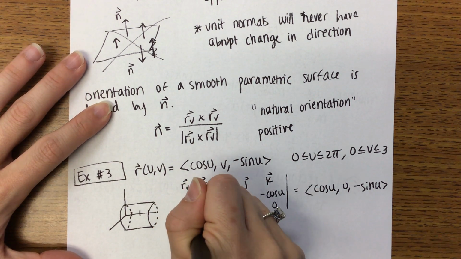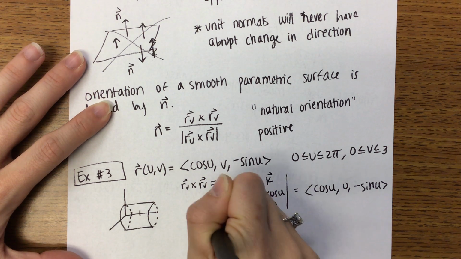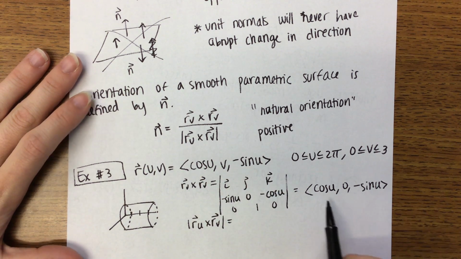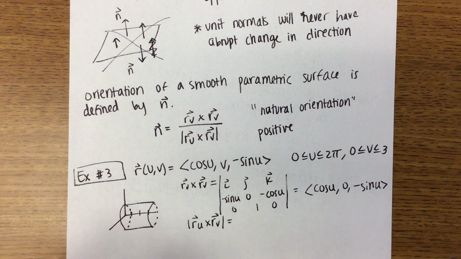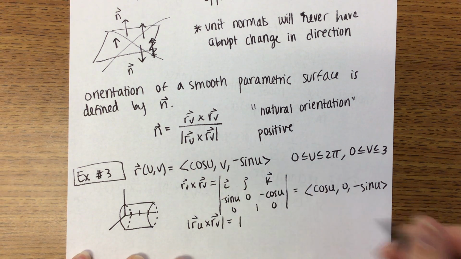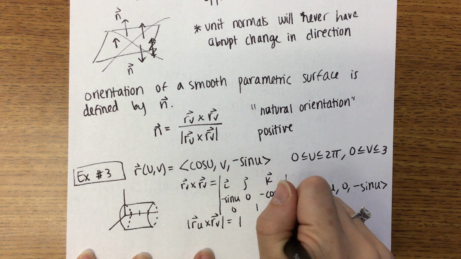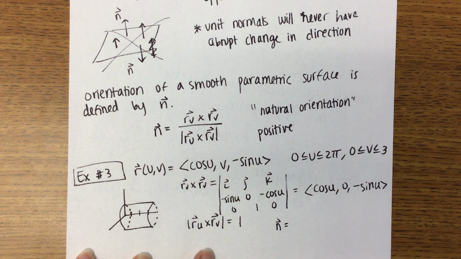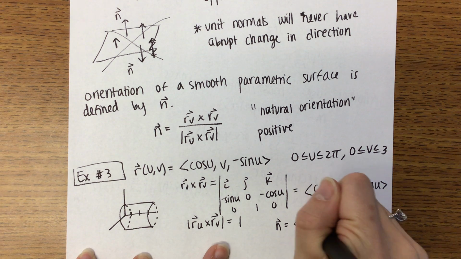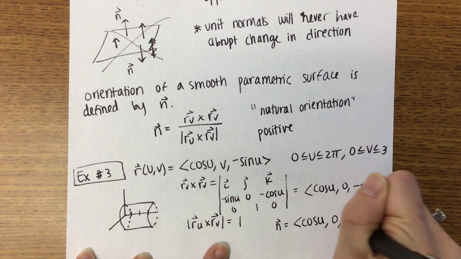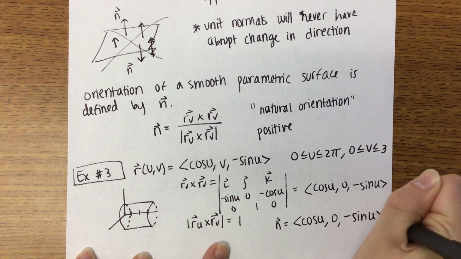Then we would have to find the magnitude. What's the magnitude of this going to be? 1? Can you guys see that? Okay. So our positive orientation then, our n, will be cosine of u, comma 0, comma negative sine of u.